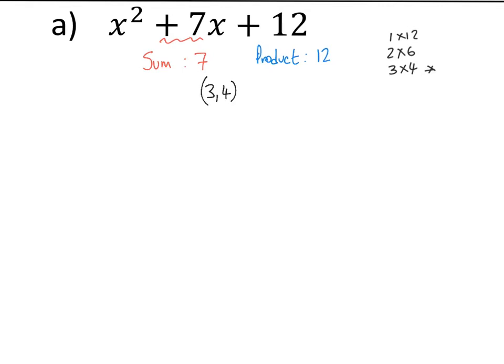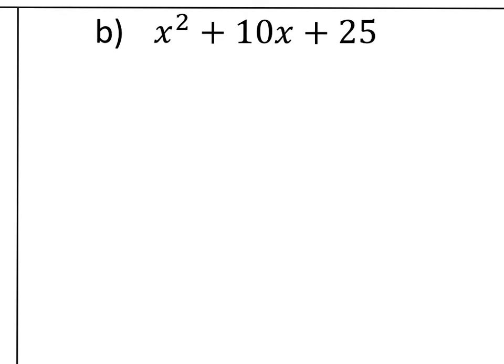Now, those relate to the numbers in the brackets. So simply, we put in our two brackets, and the first term in each bracket is going to be x, and the number terms at the end are just our 3 and our 4. Example B, x squared plus 10x plus 25. The sum is the number of x's that we have, so that's 10, and the product is the number term at the end, so that's 25. We're looking for two numbers that add together to give 10 and multiply to 25.